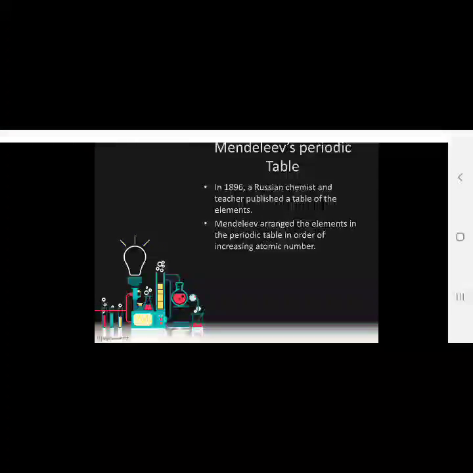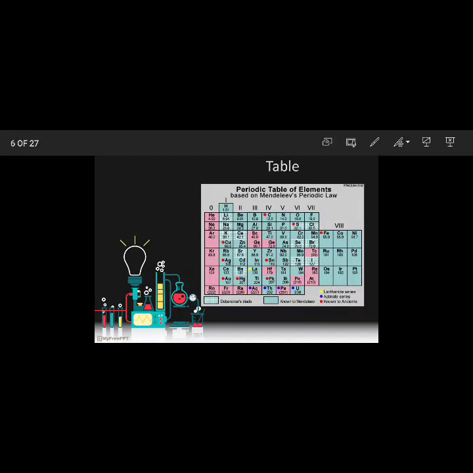In 1869, just 5 years after John Newlands put forward his law of octaves, a Russian chemist called Dmitri Mendeleev published a periodic table. Mendeleev also arranged the elements known at that time in order of relative atomic mass, but he did some other things that made his table much more successful. Here is a picture of Mendeleev's periodic table.